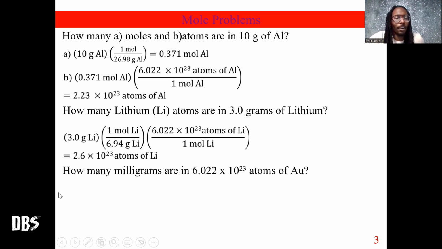Did y'all hear that? I don't know if you heard that. That was a... How many milligrams are in 6.022 times 10 to the 23 atoms of gold?